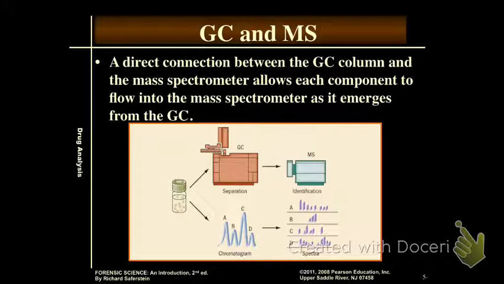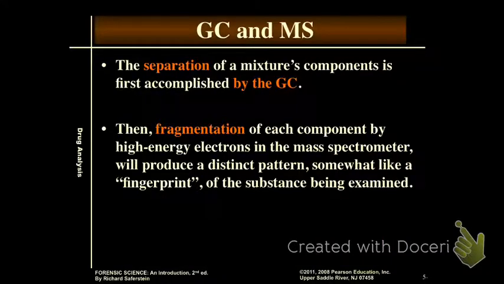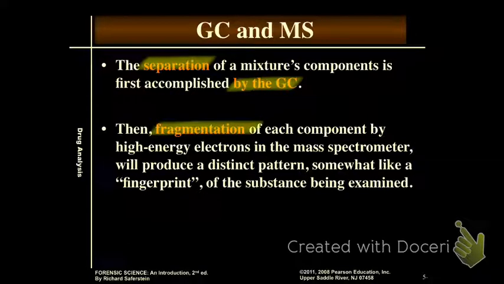A lot of times GCs and MSs are coupled together so that the GC separates the components and then the mass spec will identify uniquely the different components. So the separation is done by the GC, and then each of those components is busted apart with the high energy electrons in the mass spec. And again, that's like a fingerprint of the substance being examined.